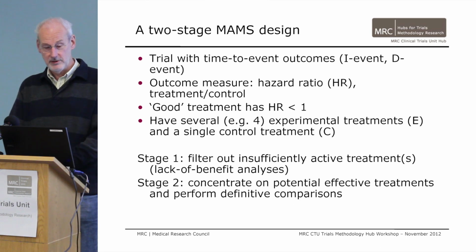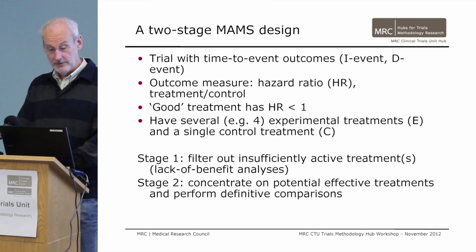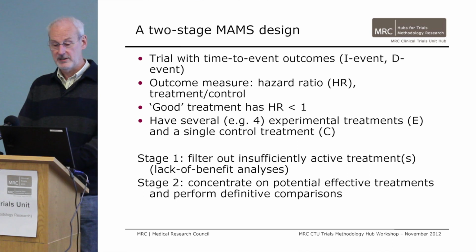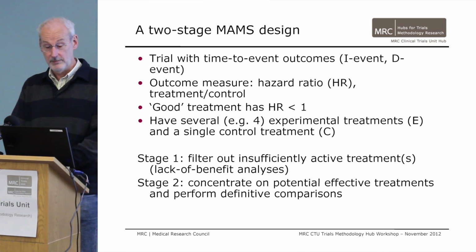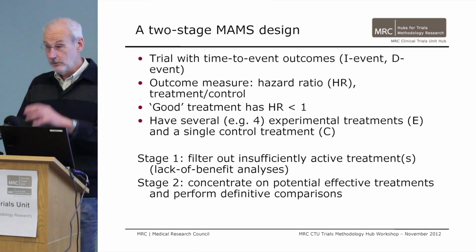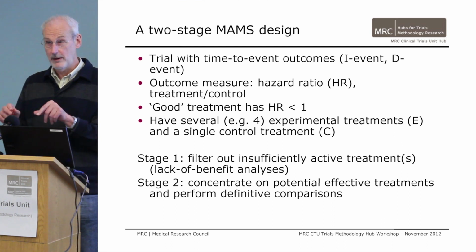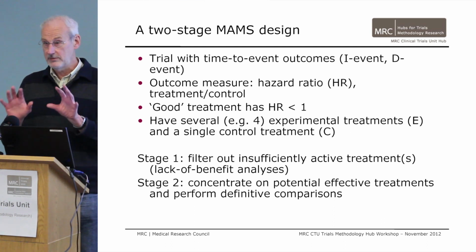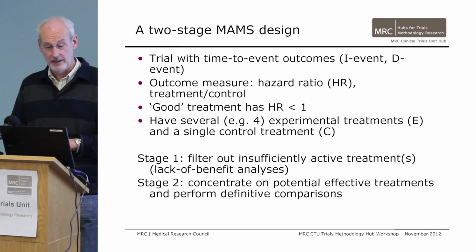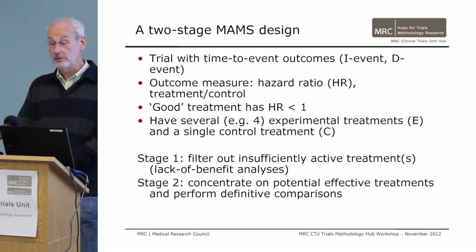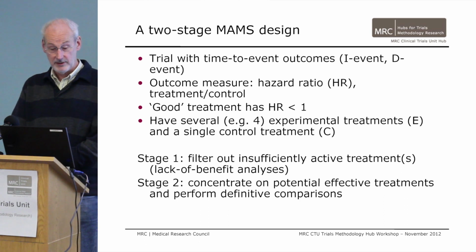So we've got a two-stage design. We've got two types of time-to-event outcome, the I event and the D event. We've got an outcome measure which is pretty standardly used in cancer, and another time-to-event study, which is the hazard ratio. I don't want to go into the details or questions about non-proportional hazards at this stage. This may come up. We have some experience of it, but let's stay within the proportional hazards framework for now. So we're looking at the hazard ratio, treatment divided by control. And obviously a good treatment reduces the risk, and on the way this is scaled, that would have a hazard ratio of less than 1. Some people do it the other way around, so bear in mind that lower means good.